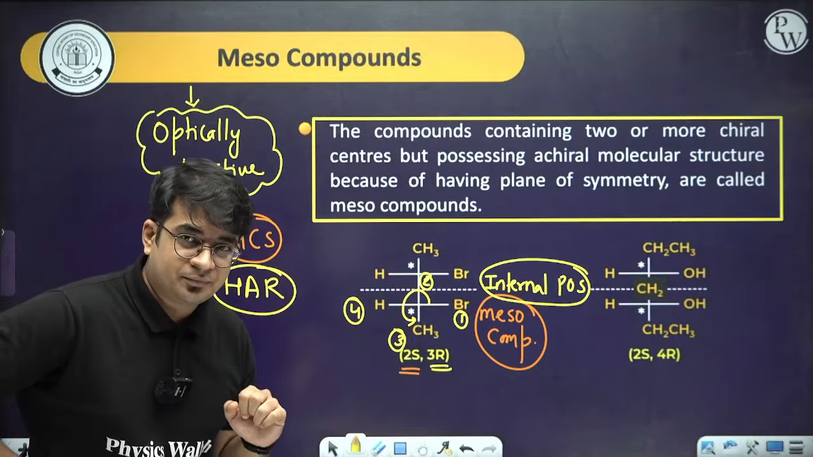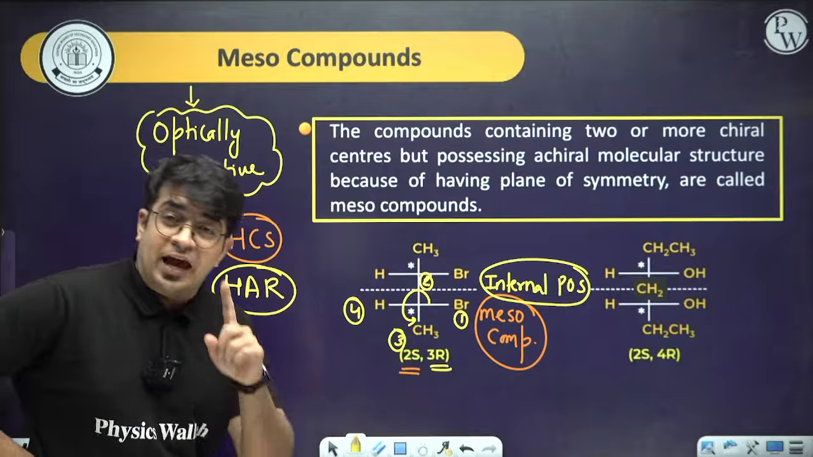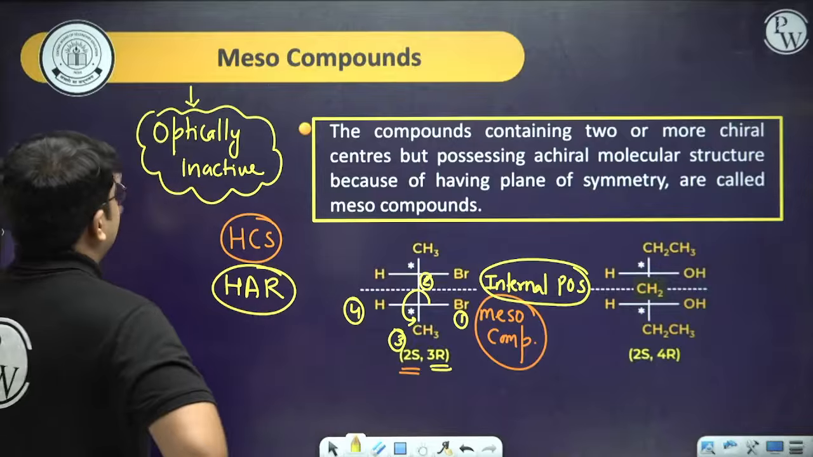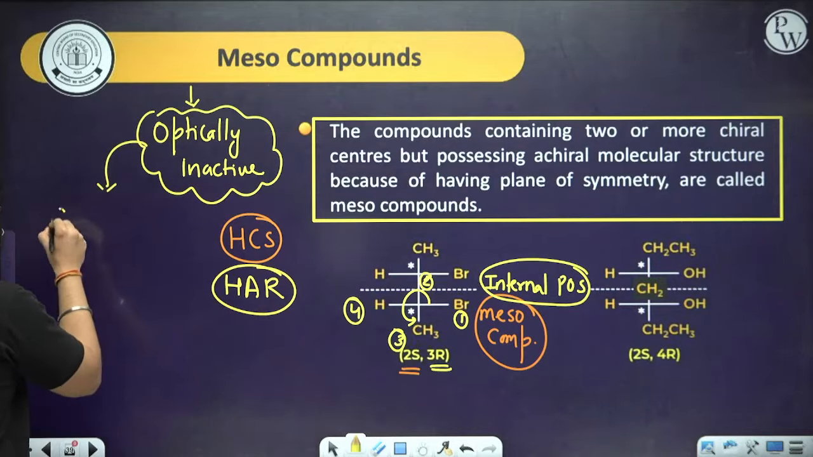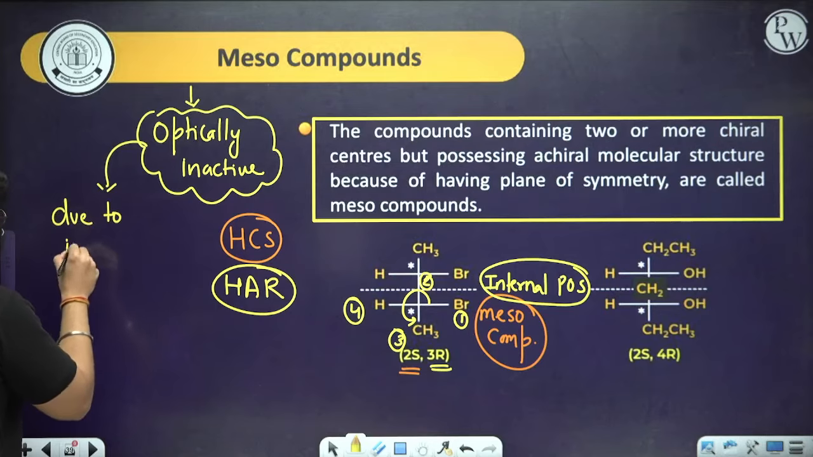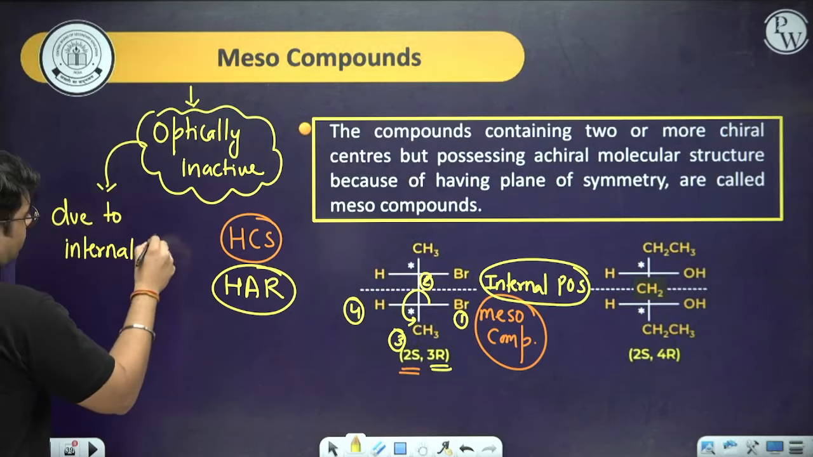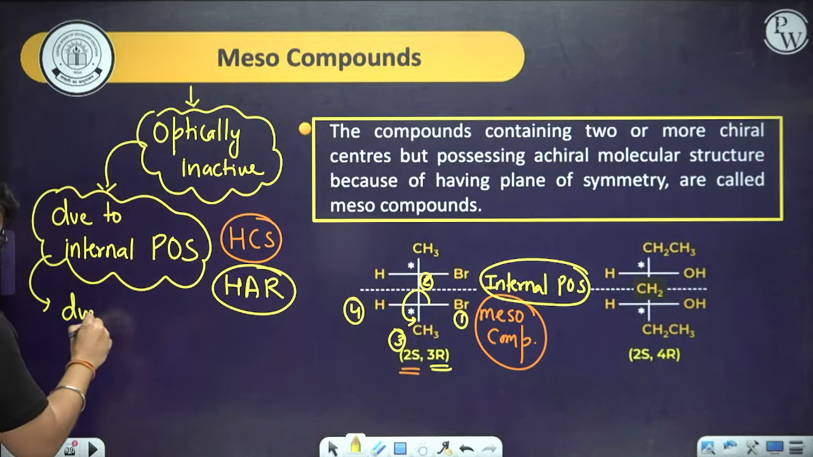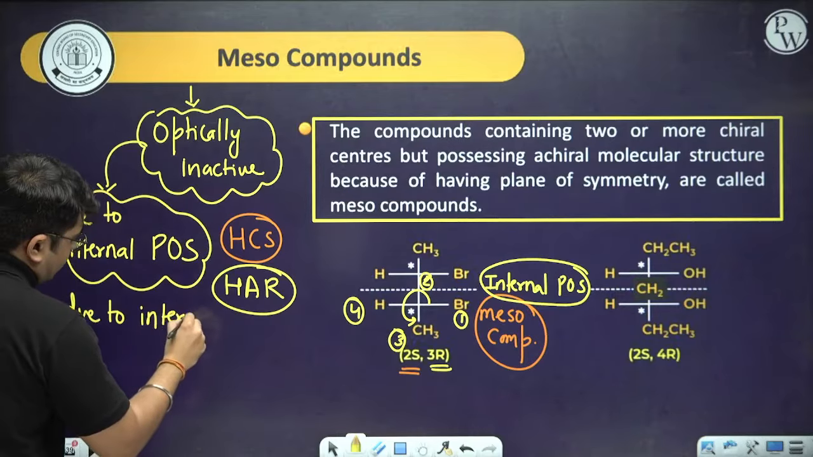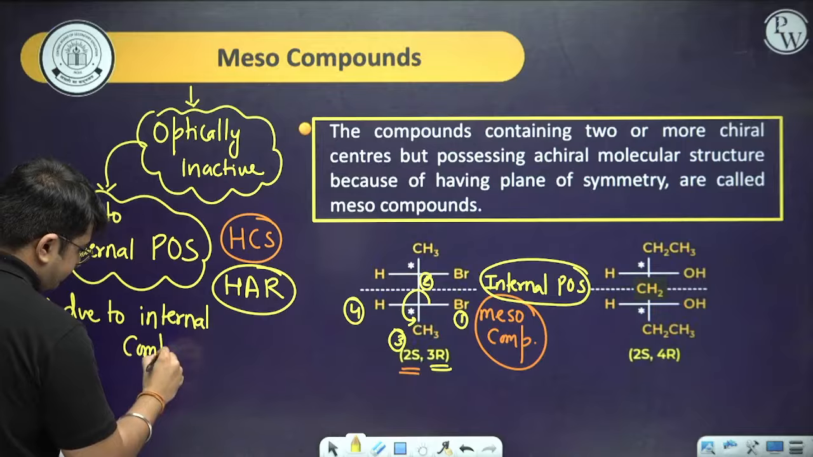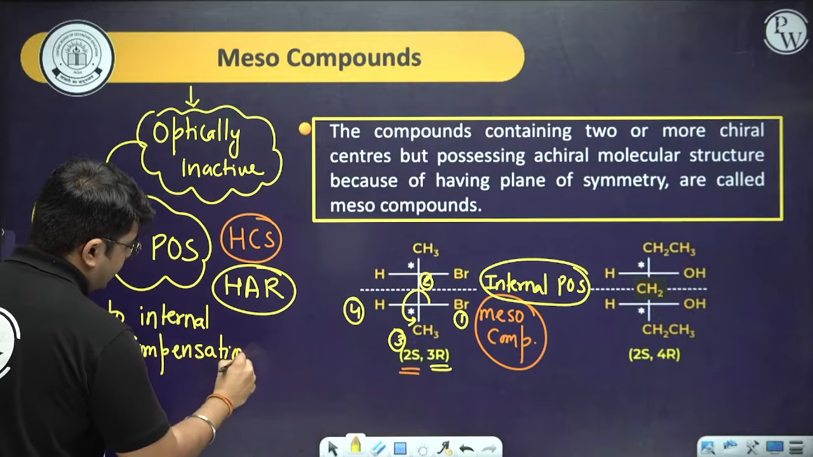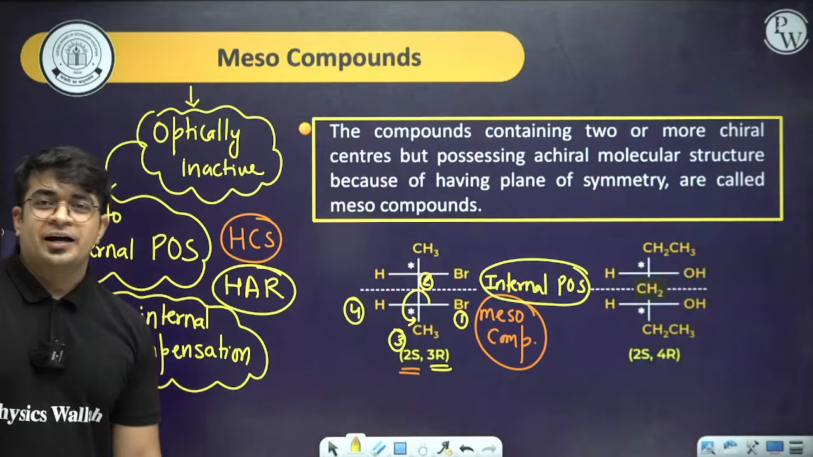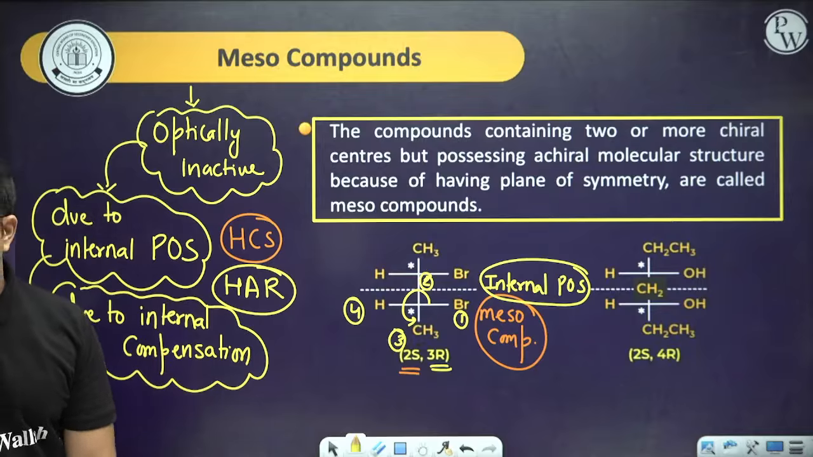Or, next, it has an internal plane of symmetry. If we have a plane of symmetry, the compound will be optically inactive. So you can say it is optically inactive due to the internal plane of symmetry, and this is also known as internal compensation. Due to internal compensation, it is going to be optically inactive. I hope this part is clear. Just note down this important point.